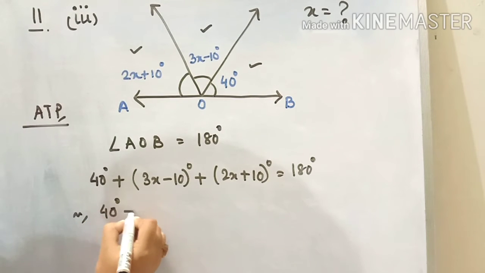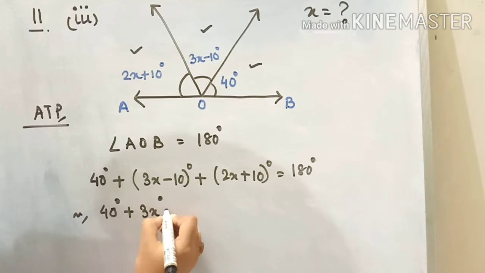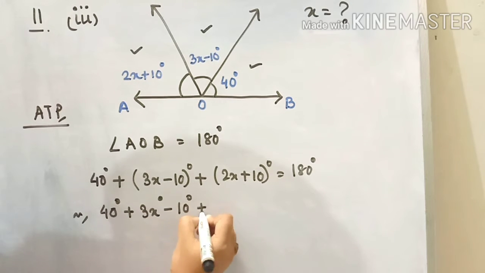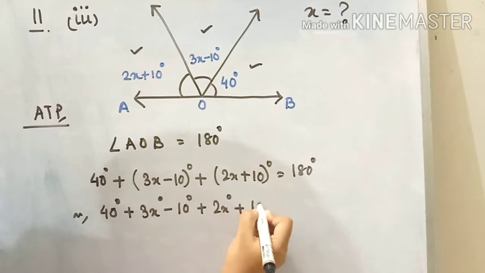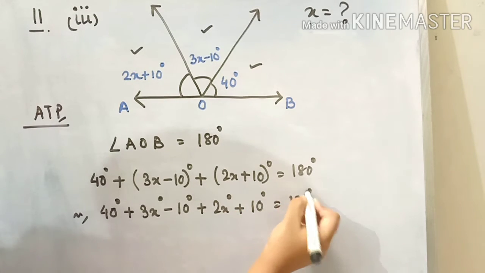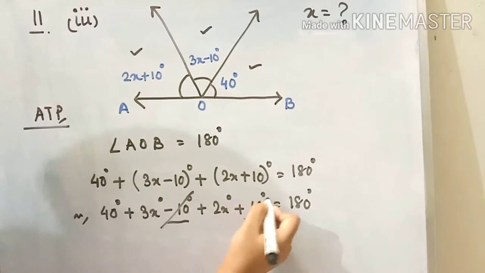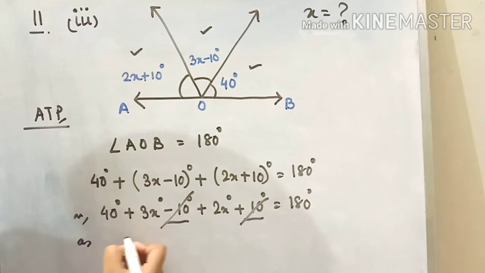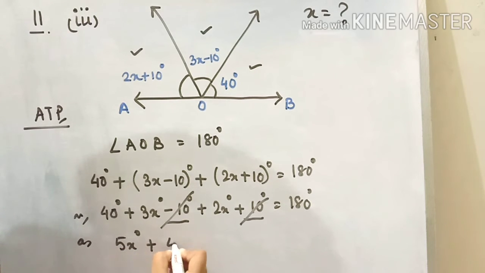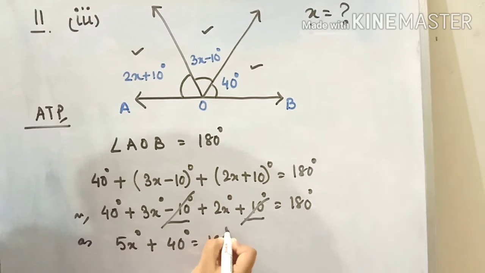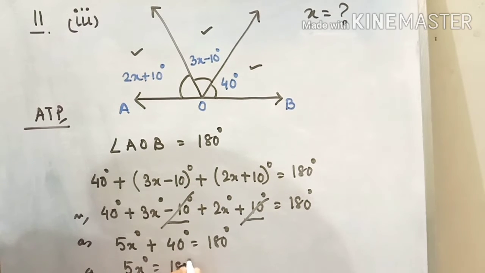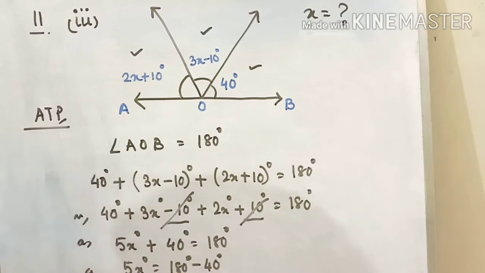Now we are going to simplify this. So 3x degree minus 10 degree plus 2x degree plus 10 degree equals 180 degree, right? Now here you can see that minus 10 plus 10 gets cancelled out, or 3 plus 2, 5x degree plus 40 degree is remaining equals 180 degree. Now 5x degree is equals to 180 degree minus 40 degree. How this is coming, we have already explained in our last class.